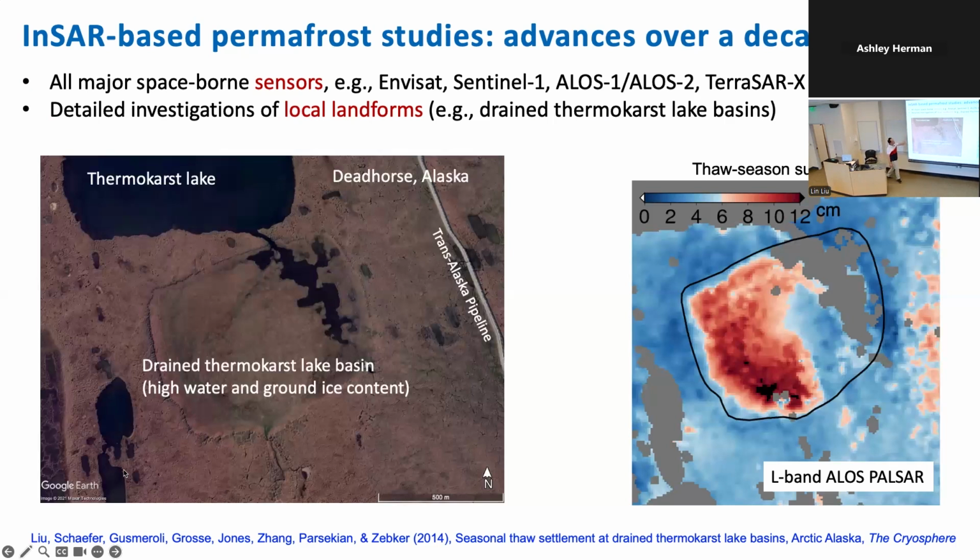So it used to be a lake, now it's drained, but it turns out there's still a lot of ground ice there. Over this portion of the drained lake basin, we see very large subsidence, which tells us this area is rich in water and ground ice content. We dragged a ground penetrating radar over this lake, and we did confirm there's a large amount of ice compared to the surrounding areas.